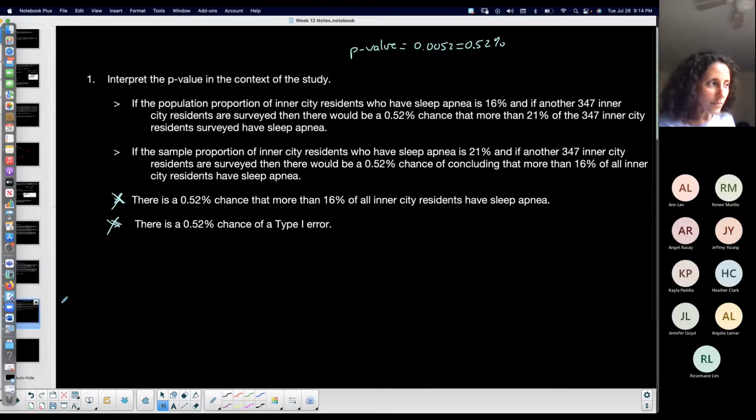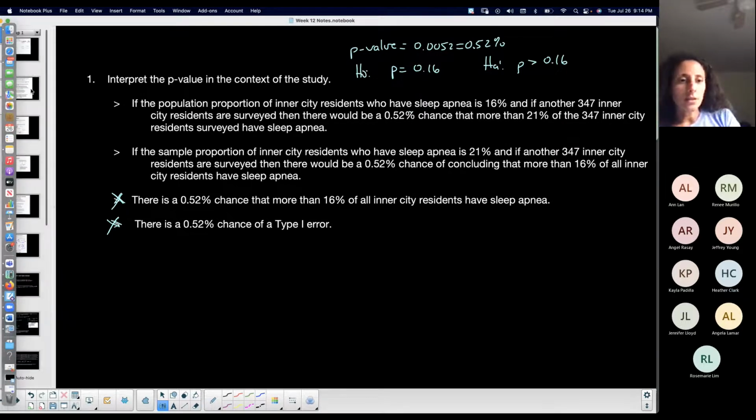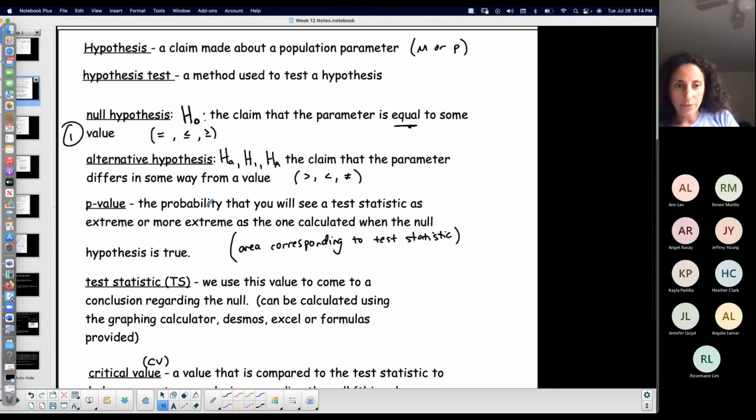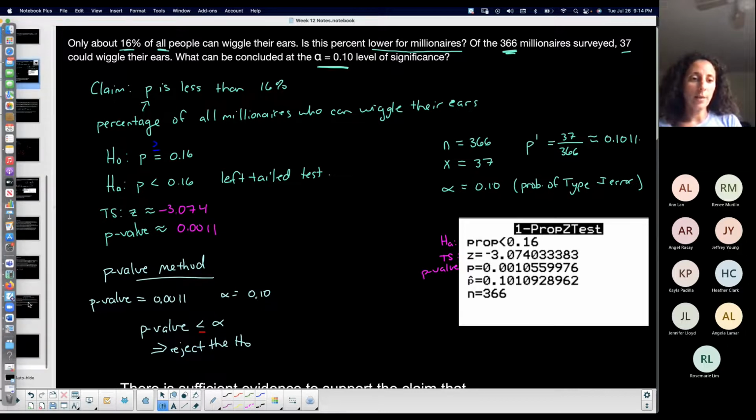So let's see what the rest of it says. If the population proportion of inner city residents who have sleep apnea is 16%, so this is matching the null hypothesis, right? I'll write it down here too. The null hypothesis was this, and the alternative was that. Sometimes it makes it easier to have that in front of us. But remember, the probability that you will see a test statistic as extreme or more extreme as the one calculated when the null hypothesis is true.